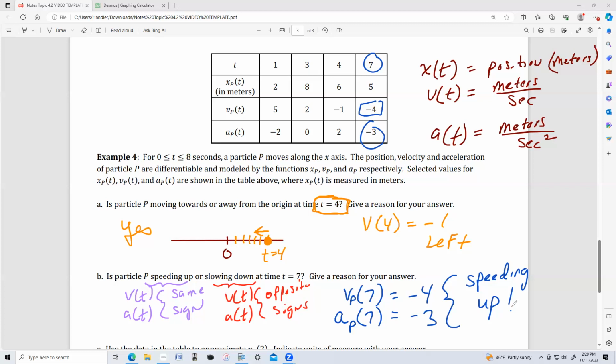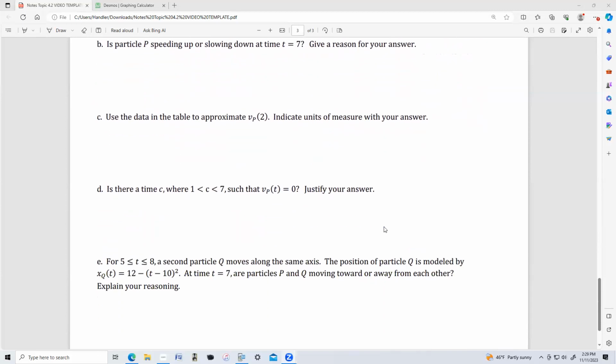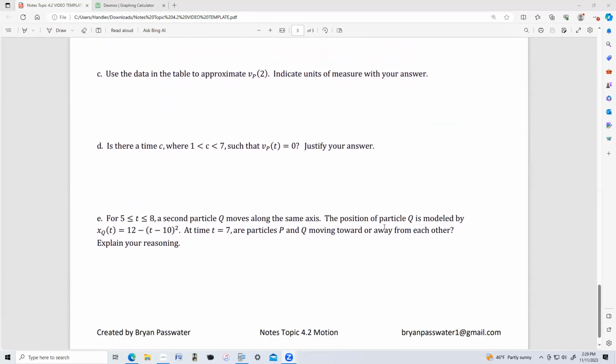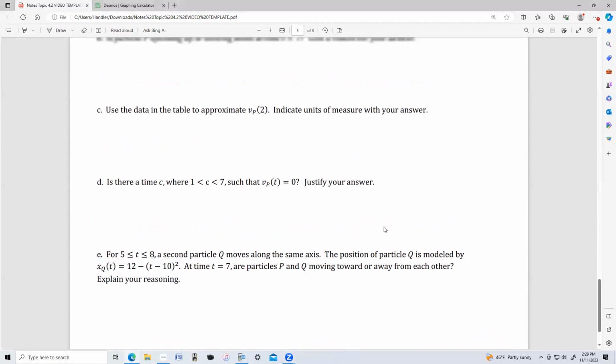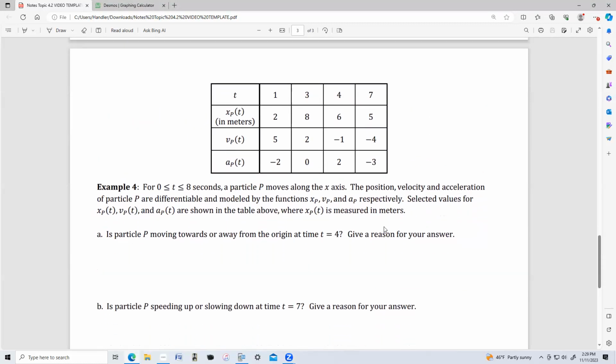Okay. Part C. I've got to move up, so we're not going to be able to see the table, unfortunately. Part C says, use the data in the table to approximate v_P of 2. Indicate units of measure. So v of particle P, that's the velocity. I'm just going to put part C right here, and it says estimate the velocity of particle P at 2. So we can look at the table.